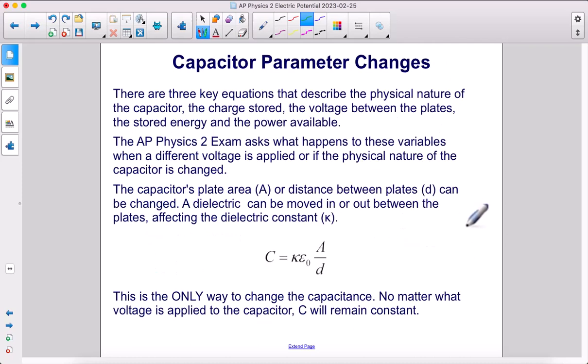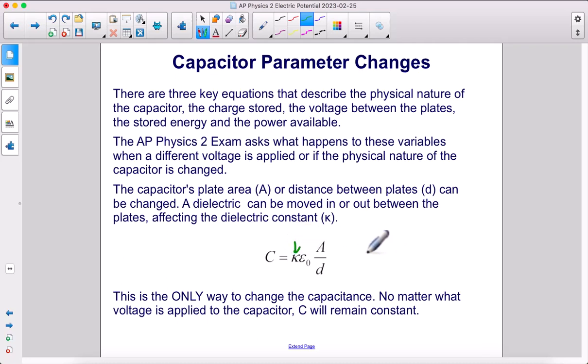There are 3 key equations that describe the physical nature of the capacitor: the charge stored, the voltage between the plates, the stored energy, and the power available. The AP Physics 2 exam asks what happens to these variables when a different voltage is applied, or if the physical nature of the capacitor is changed. The capacitor's plate area, or distance between the plates, can be changed. A dielectric can be moved in or out of the plates, affecting the dielectric constant kappa.